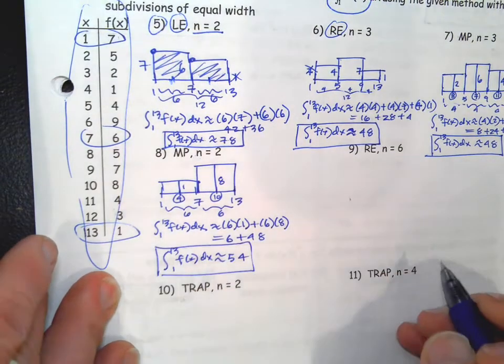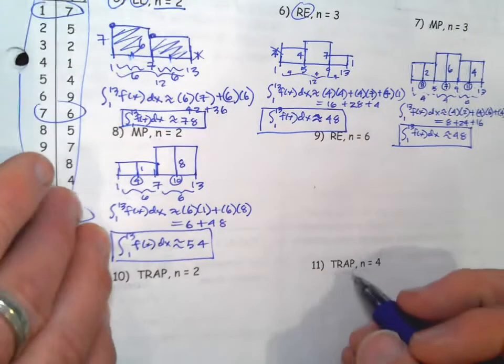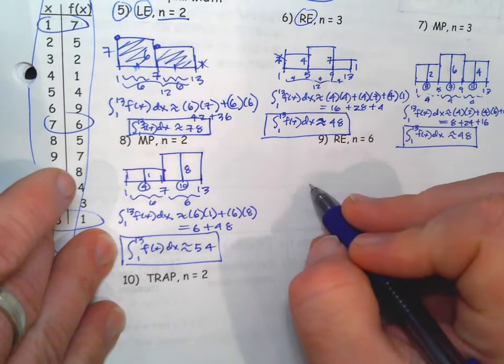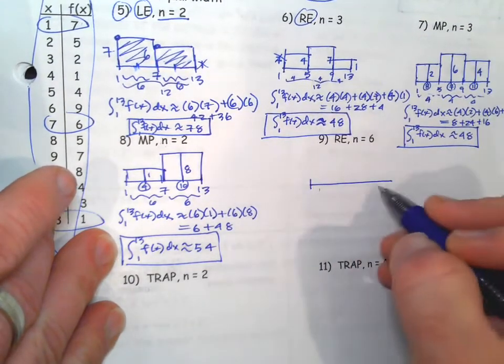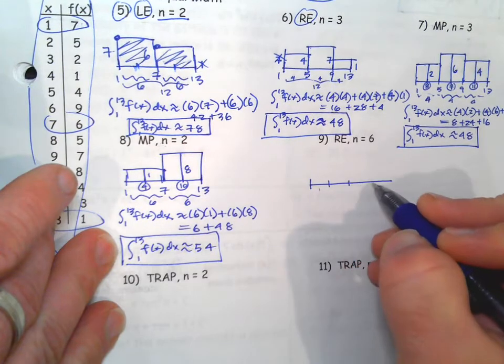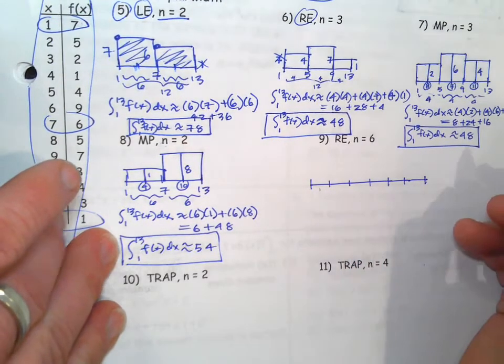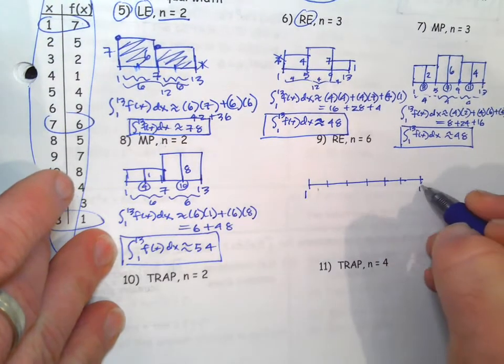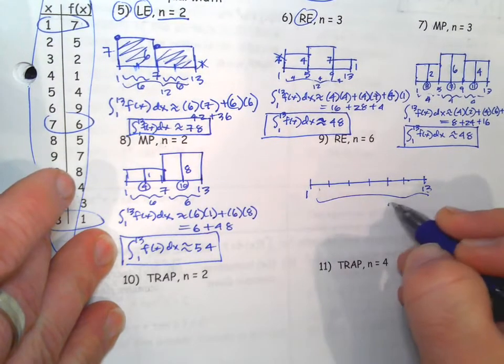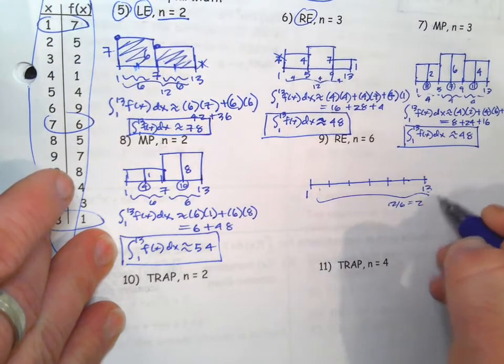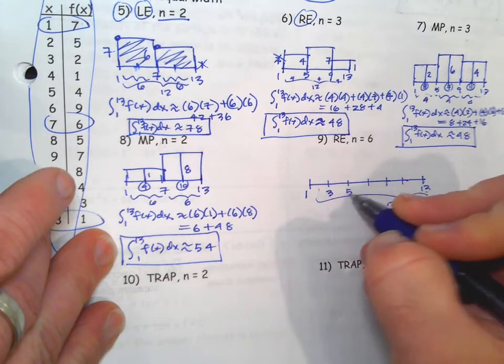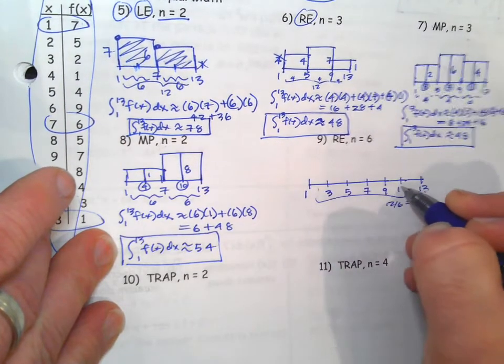There you go. All right, next one. I'm just going to use 6 slices. So we're starting at 1, going to 13. The gap is 12, divided by 6 is 2. So this is going to be 3, 5, 7, 9, 11, 13.